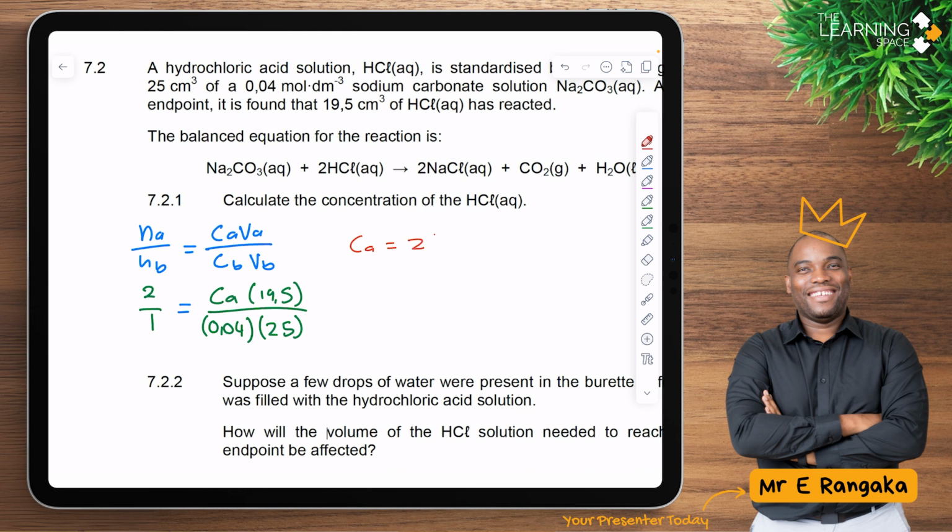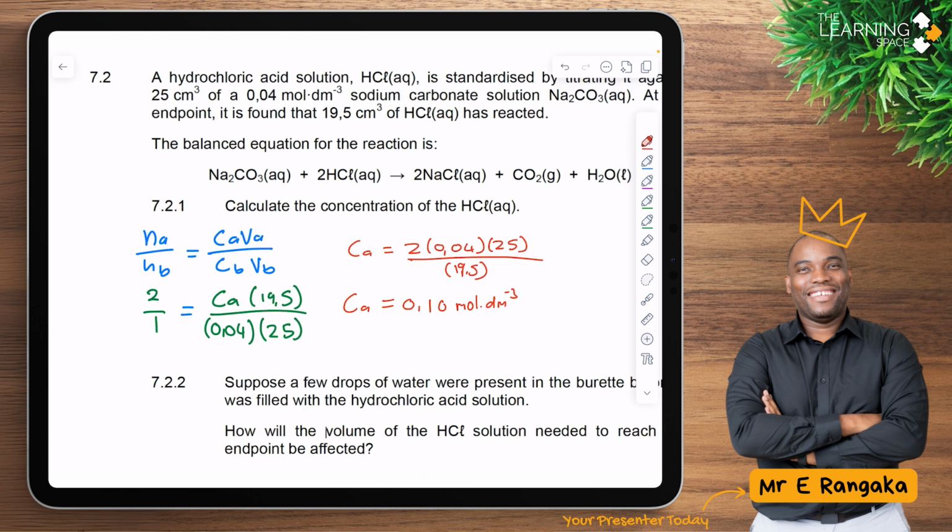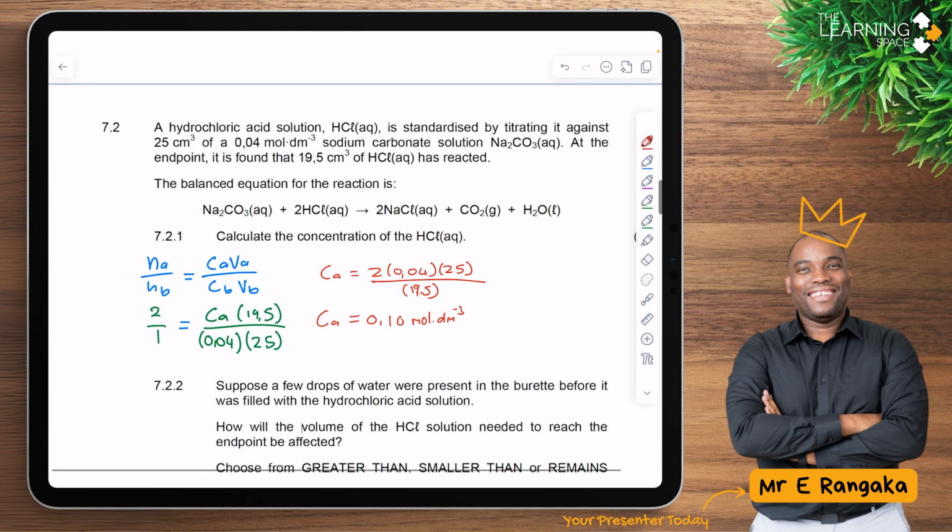is equal to 2 times 0,04 times 25 divided by 19,5. Plug that into my calculator. And you should find that you'll get an answer of 0,10 moles per decimeter cubed. Awesome, that's the concentration of the hydrochloric acid that we're dealing with in this particular problem. Great, let's move on to the next question, 7.2.2.